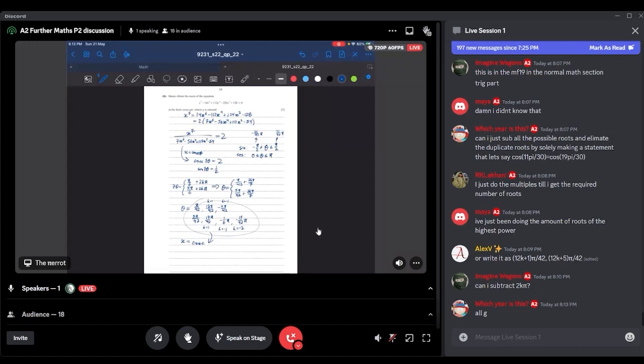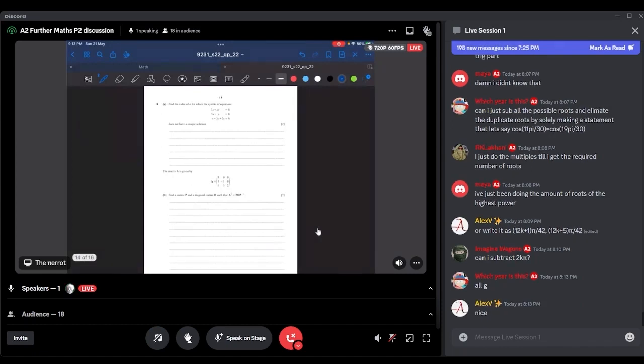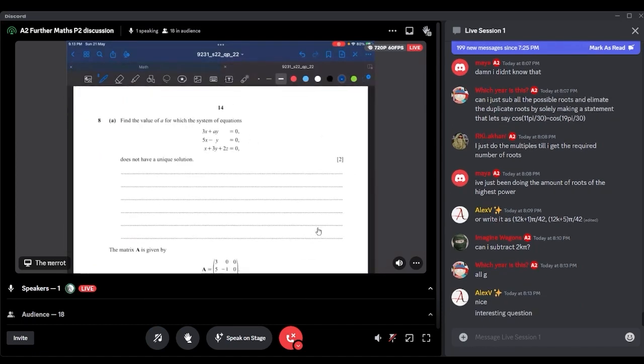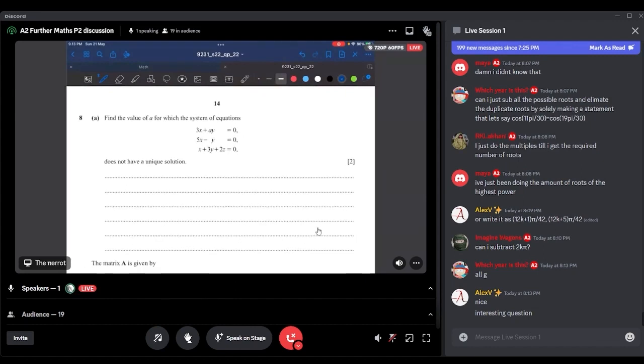All right, I think this is the last question. Yeah, last question. Okay. Find the value of a for which the system of equations does not have a unique solution.